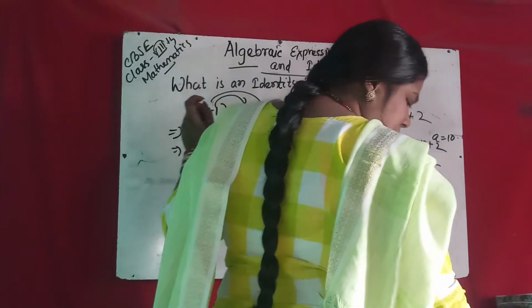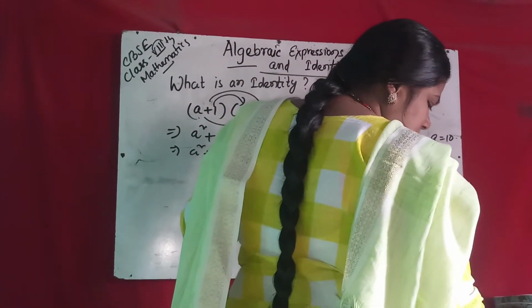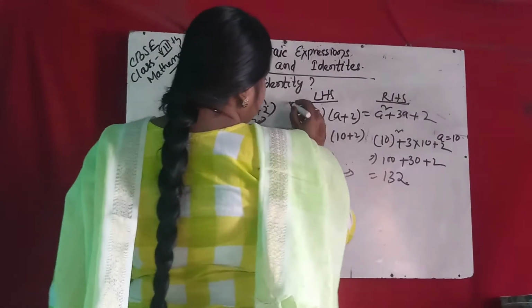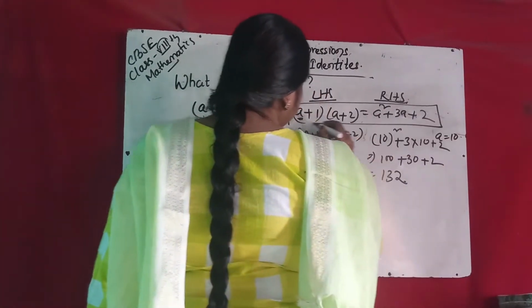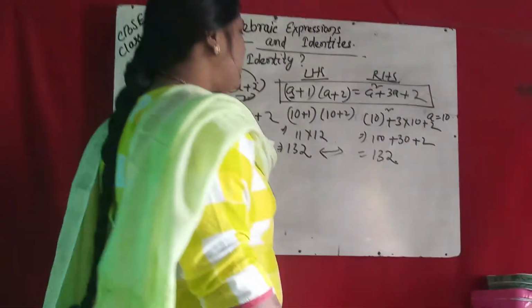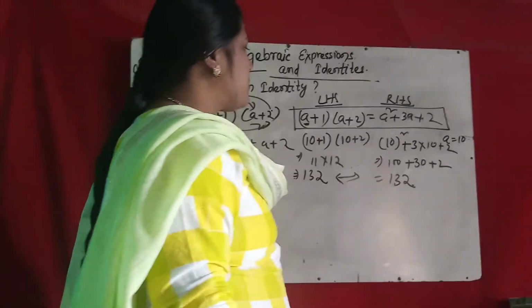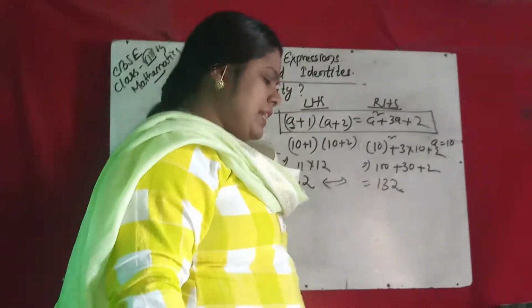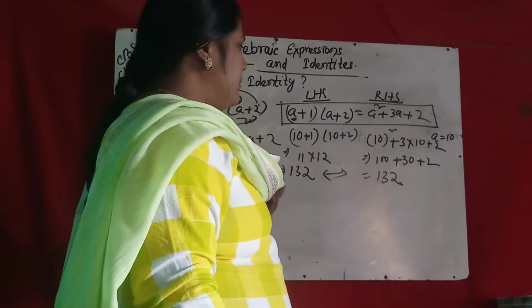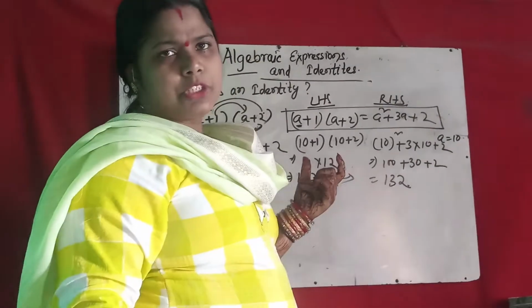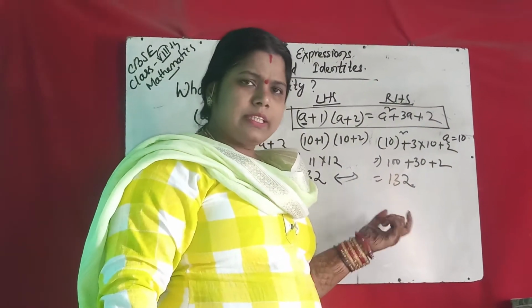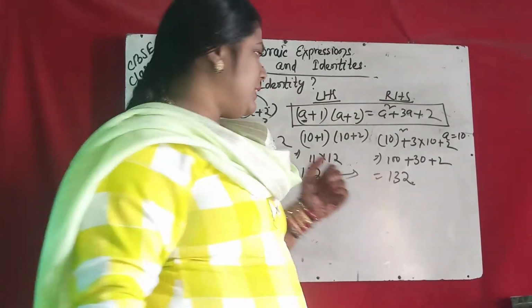Okay. So it is an identity. For 10 it is true. So (a plus 1) into (a plus 2) equal to a square plus 3a plus 2 is called an identity. But for everything it is not possible. When the LHS and RHS are not equal in value, then that is not called an identity.